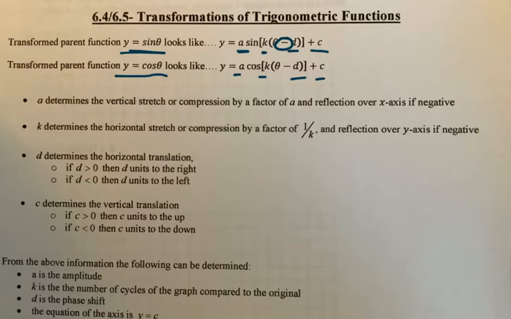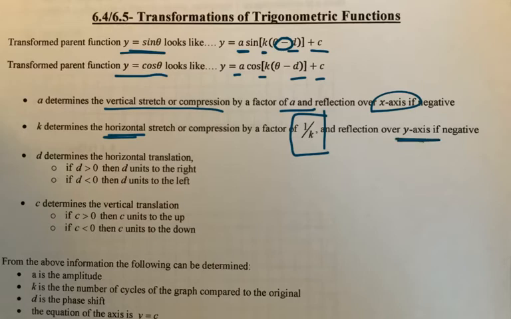So a determines the vertical stretch or compression by a factor of a, and if it's negative, it's a reflection over the x-axis. K determines the horizontal stretch or compression, and that's by a factor of 1 over k, just like it's always been with the other functions. And if k is negative, that's a reflection over the y-axis. D determines the horizontal translation. So that's the shift left or right.